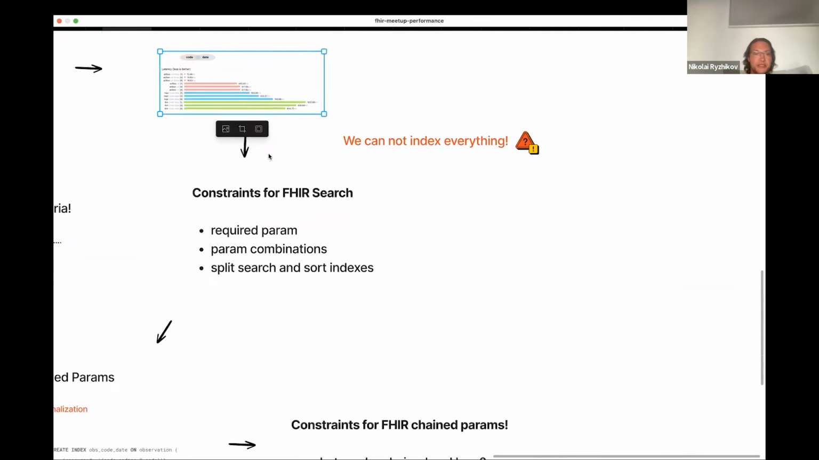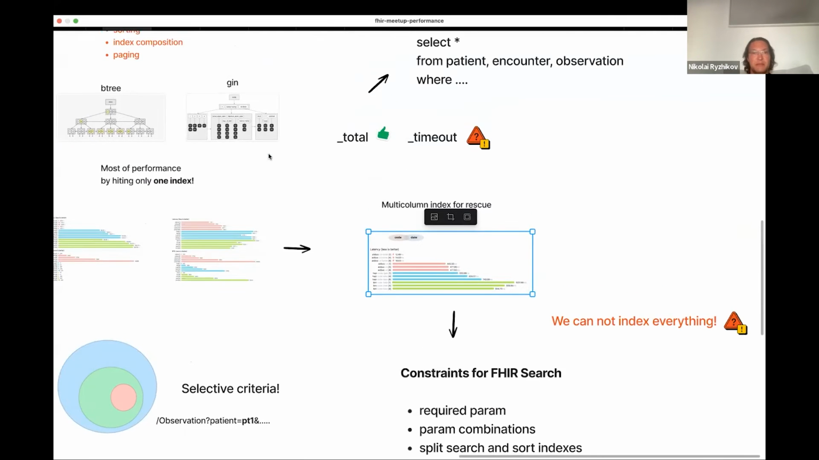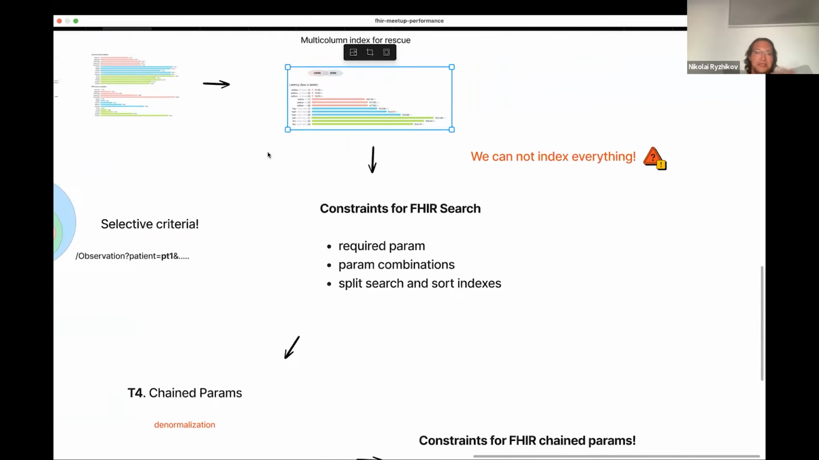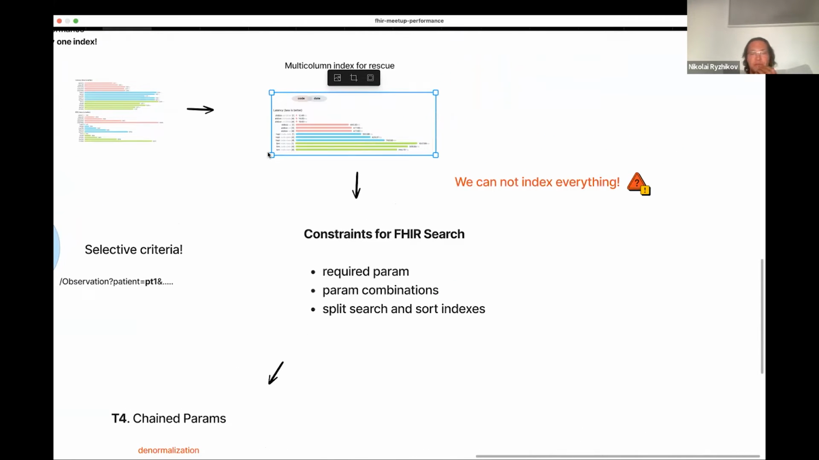As well, databases are bad with sorting, especially with sorting plus paging. And I'm not a big fan that in FHIR the sorting parameters are mixed with the filter parameters. I think we should separate them, or at least say that only these parameters are available for sorting, because we built the index, so it can be efficient.